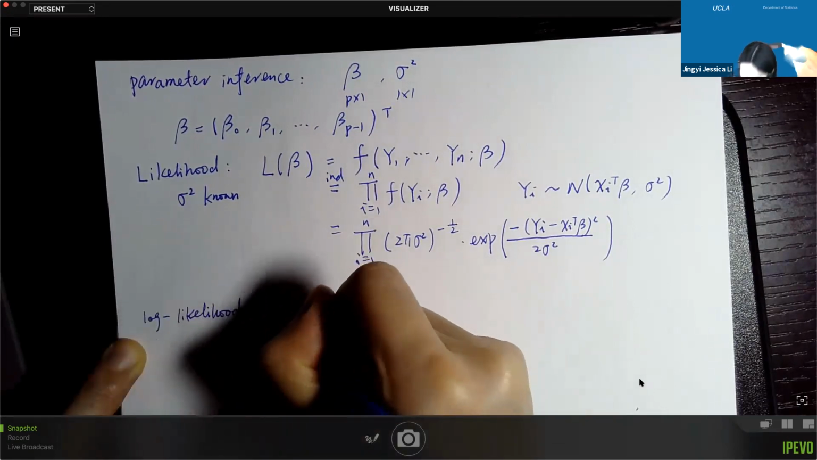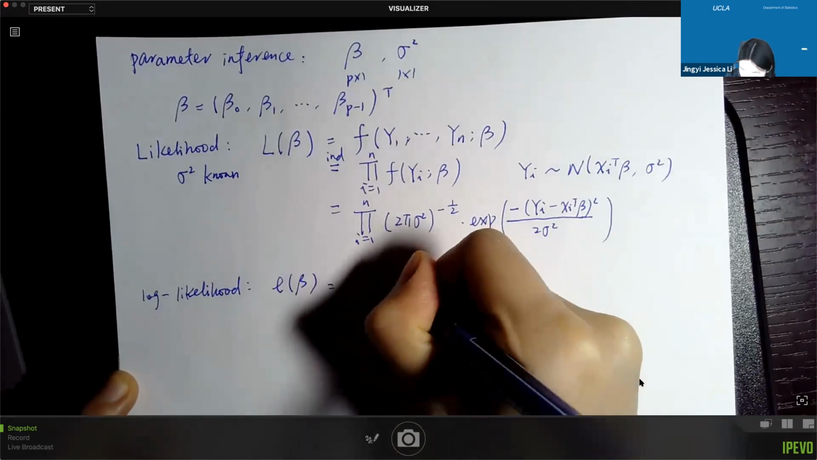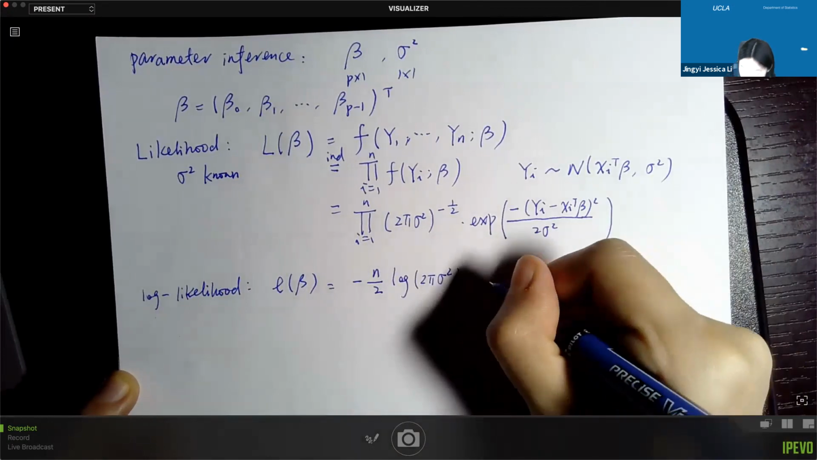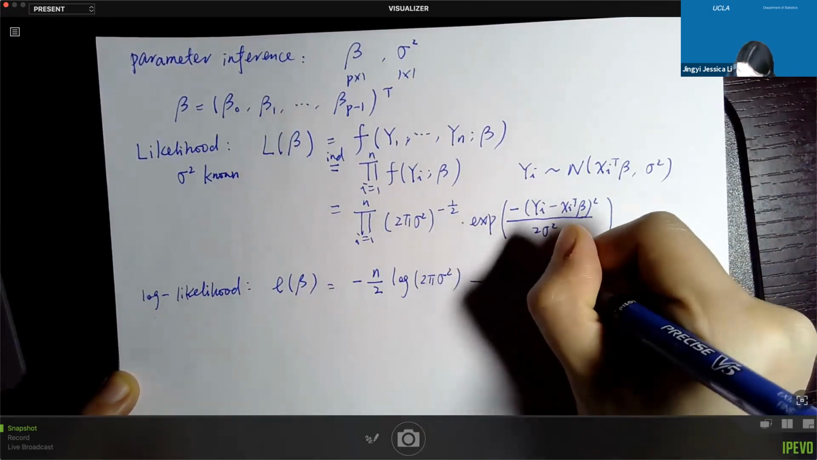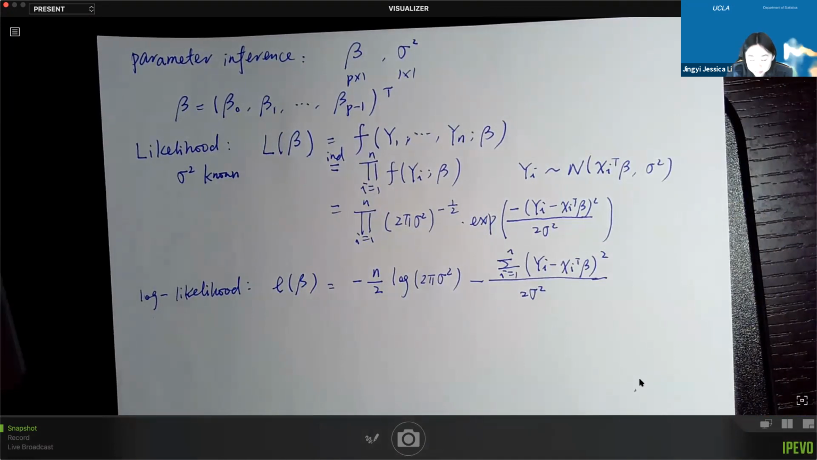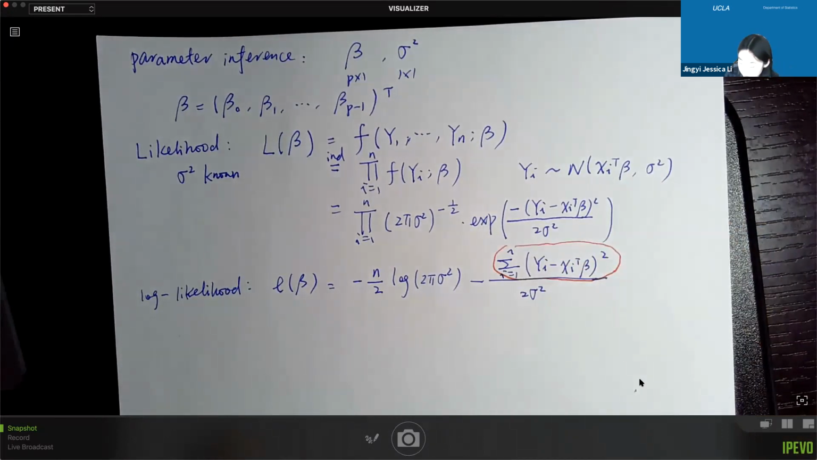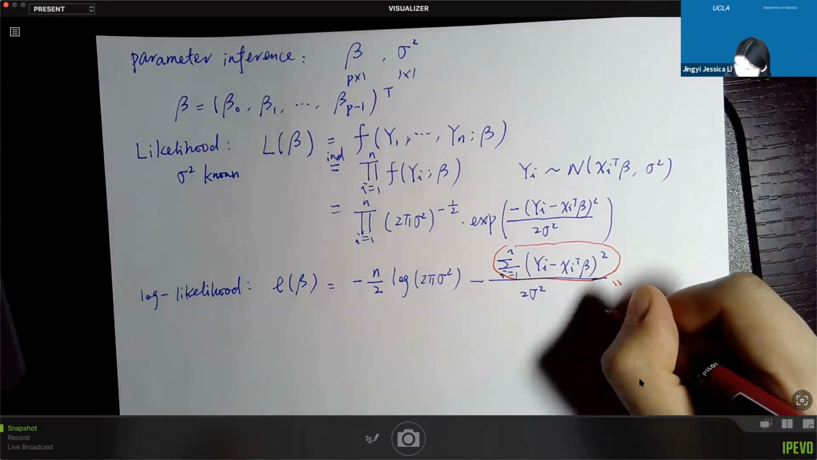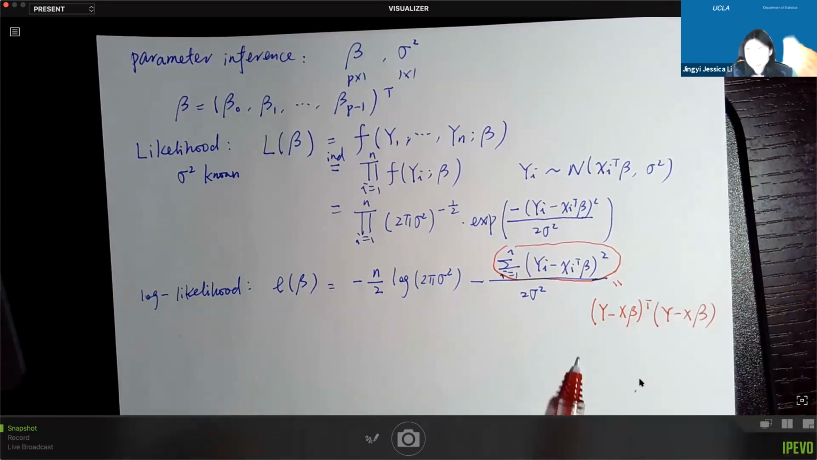Right, so then the log likelihood, we use lowercase l, will simply be negative n over 2 log 2 pi sigma squared, minus 1 over 2 sigma squared, times the summation of yi minus xi transpose beta, squared. Now, what can we say about this square term? If you're familiar with the vector inner product, using the vector form, this is equal to y minus x beta transpose times y minus x beta. It's just the sum of squares.